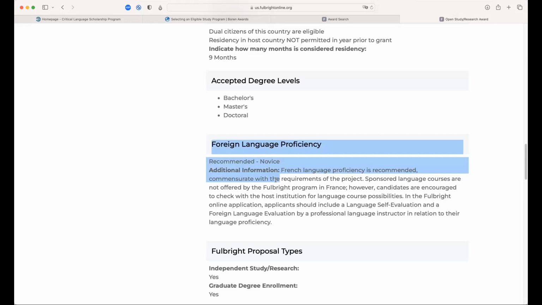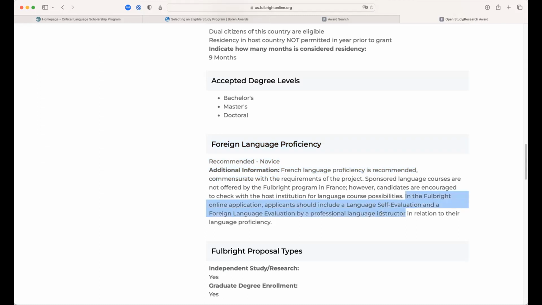Now, if we are looking through this, we'll see that in this case, although it's not required, they do recommend some language proficiency, and you would have a self-evaluation that you fill in, and then a foreign language evaluation form that you would have a professional language instructor fill out.